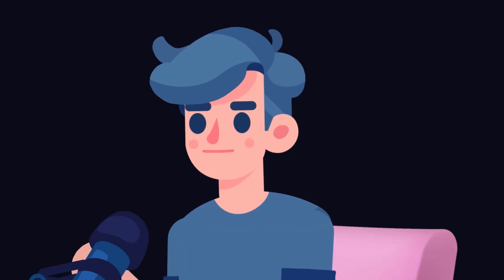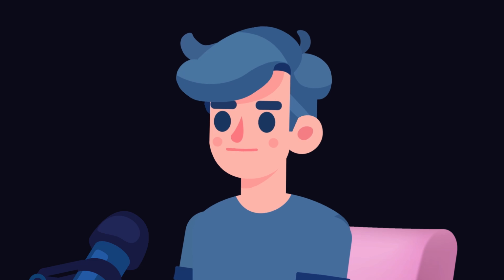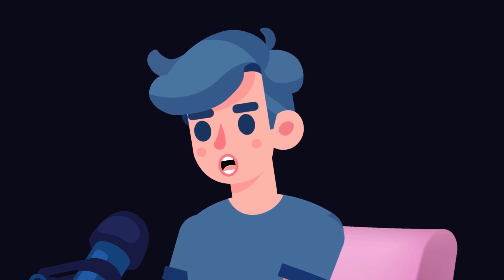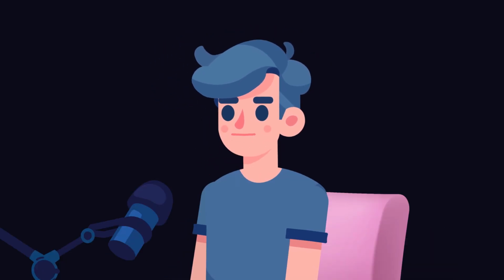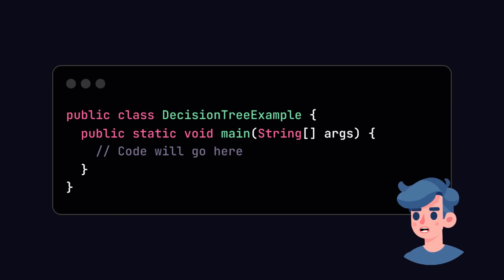Now we will create a Java project. Open your favorite IDE and create a new Java project. Let's call it Decision Tree Regression. In our project, we will create a main class called Decision Tree Example. Create a new Java class in your project.